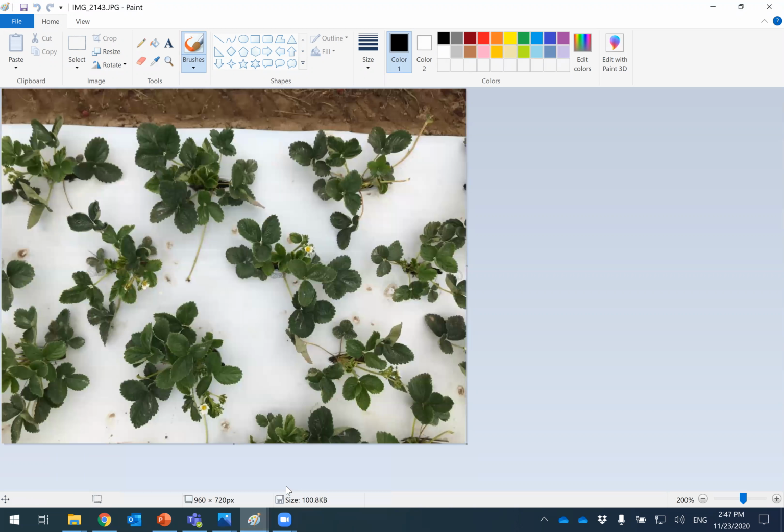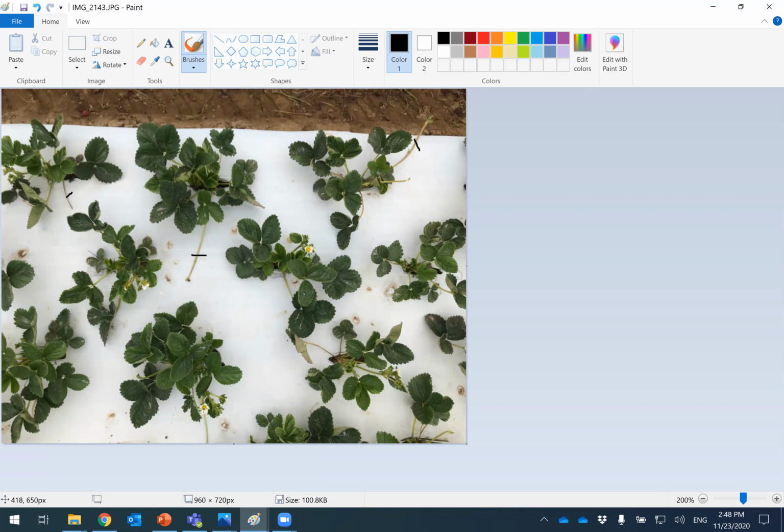Another example that I can show you is this one here. As you can see, this is growing long, trying to somehow escape from the domain of the strawberry plant. So this should be marked and labeled as a runner. This one is again a runner. This is a runner. This is a runner.